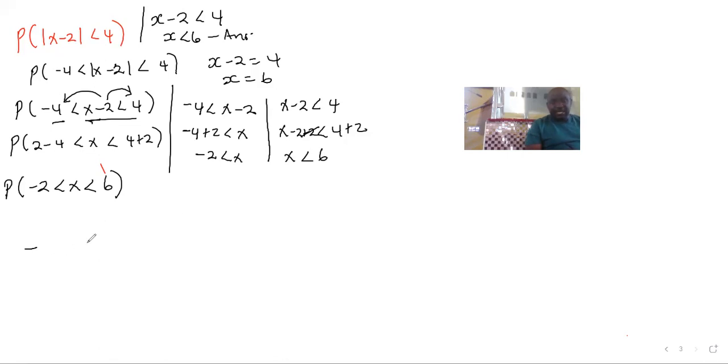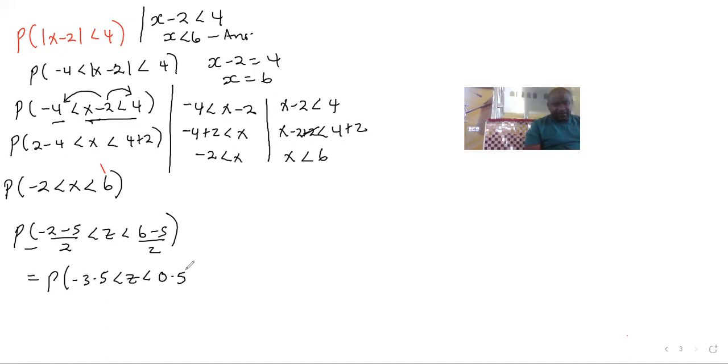Yeah, okay, we have to standardize it. Standardizing will give us the probability of negative 2. What was the mean? 5 over 2 less than z less than 6 minus 5 over 2, giving us negative 3.5 less than z less than 0.5.